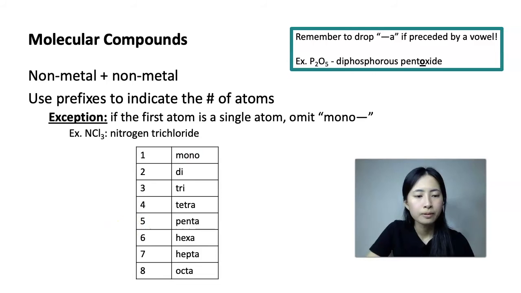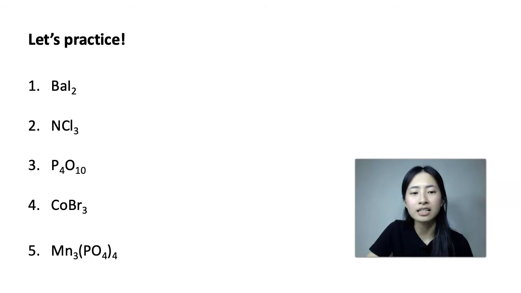Now let's proceed to practice. For the first question, we have BaI2. We know that barium is a metal because it's found in group 2. Therefore, it carries a charge of +2 as a result of crossing over your oxidation numbers.